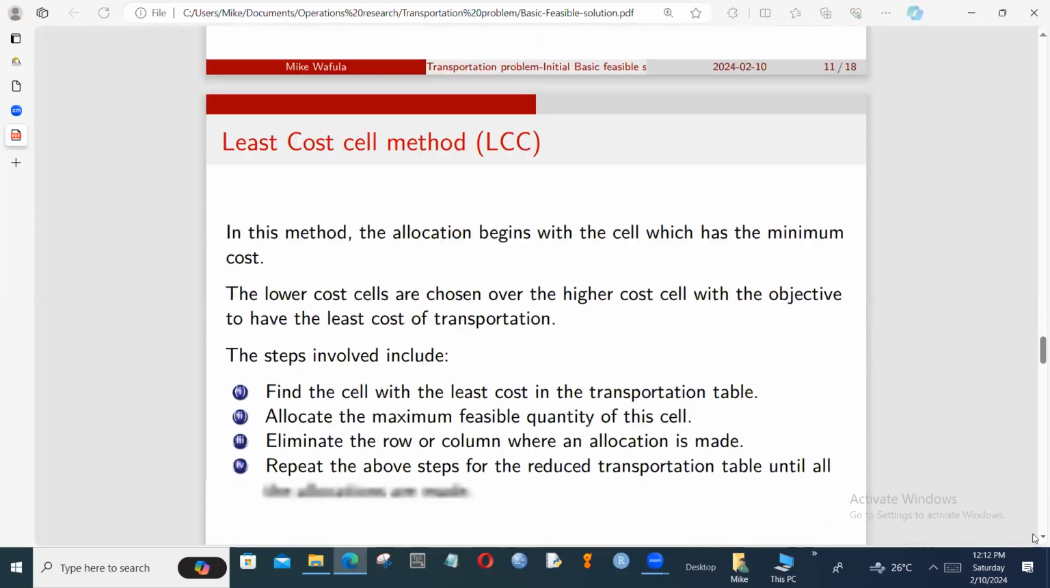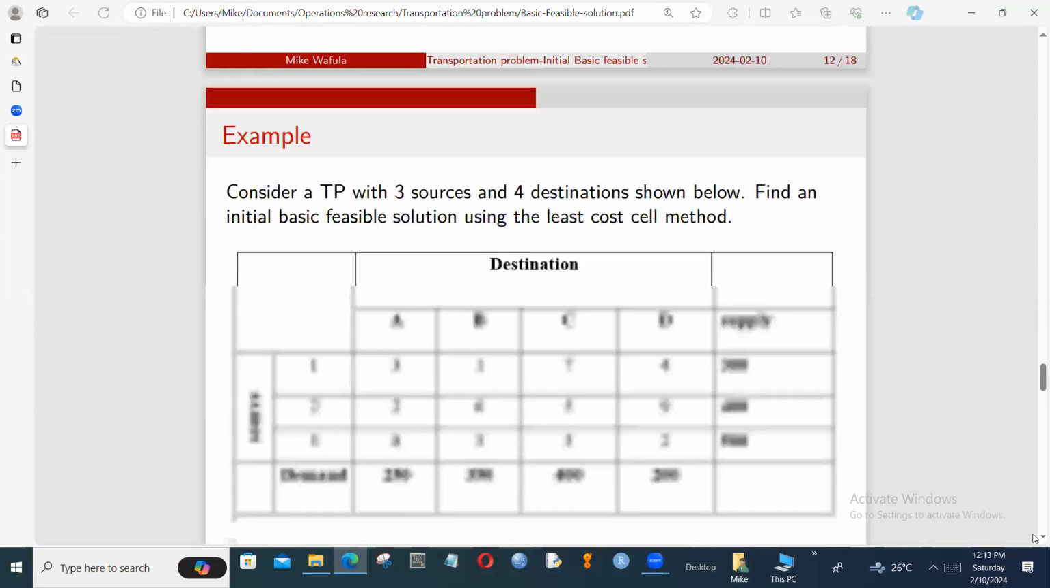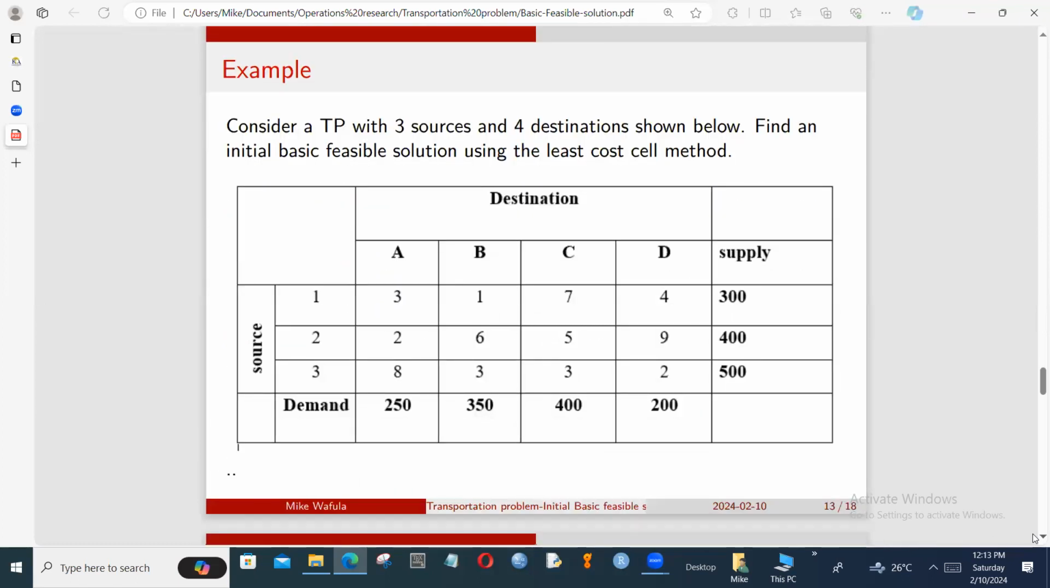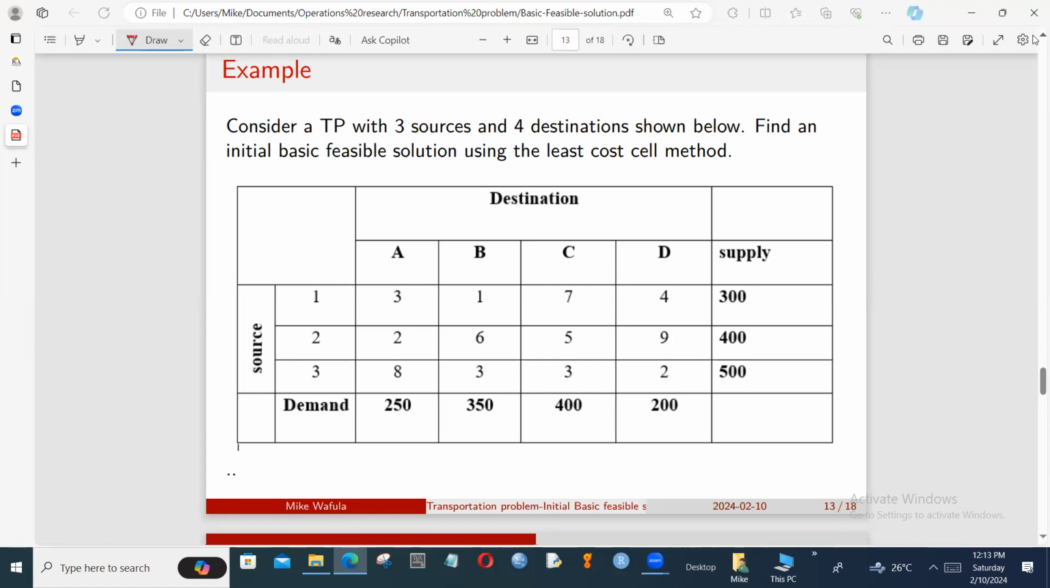So I want us now to look at the second approach, which is fairly similar, the least cost cell method. Again, I think you'll just draw the same table on a new page so that as we discuss, it becomes easier. Just draw the same table first before we look at it. I'm using the same example.